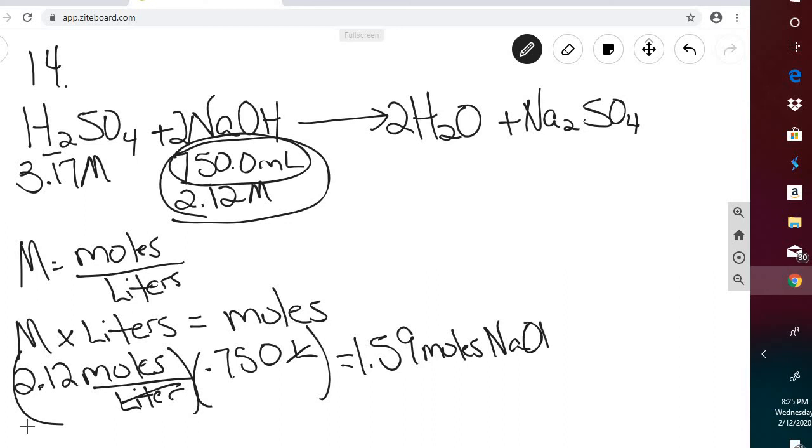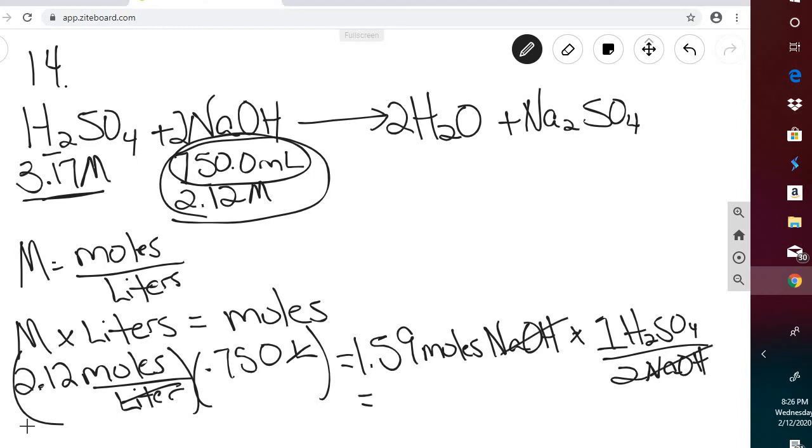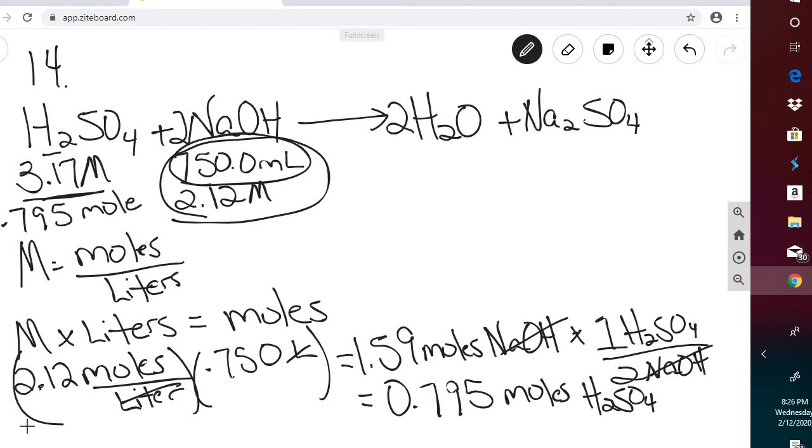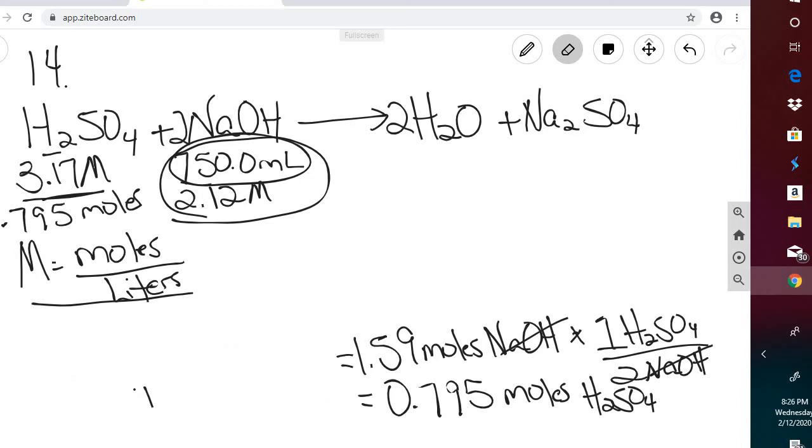Okay, now that we have it in moles, we can do stoichiometry, and we're interested in how many of these there are, so that's going to go on top. So there is 1 H2SO4 for each 2 sodium hydroxide. Okay, so the sodium hydroxides cancel. So 1.59 divided by 2 is 0.795 moles of H2SO4. Okay, so now we know that there are 0.795 moles of this. Okay, and now we can use this equation to determine the liters of that. So let's make us some room.